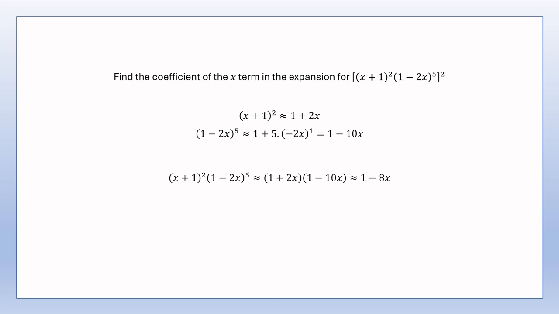And so we can find the coefficient of the x term of the whole expression simply by considering the expression (1 − 8x)², where the x term will be −16x. And so the coefficient of the x term is just −16.